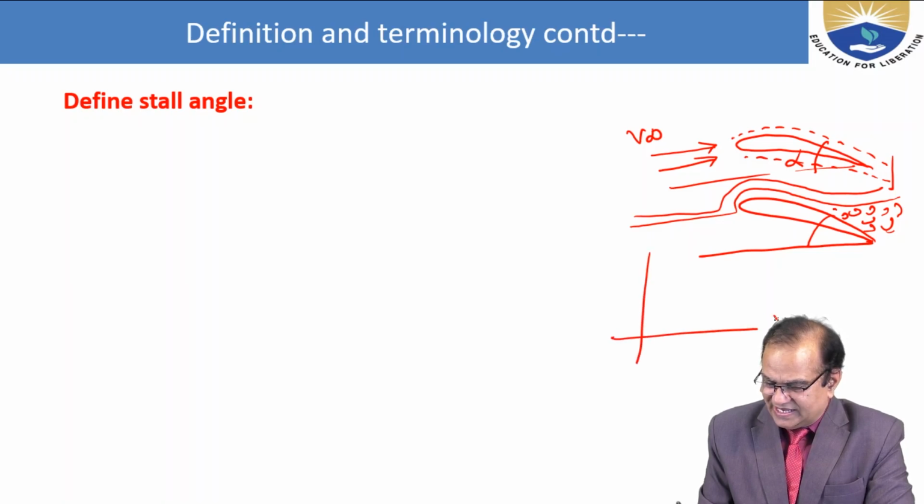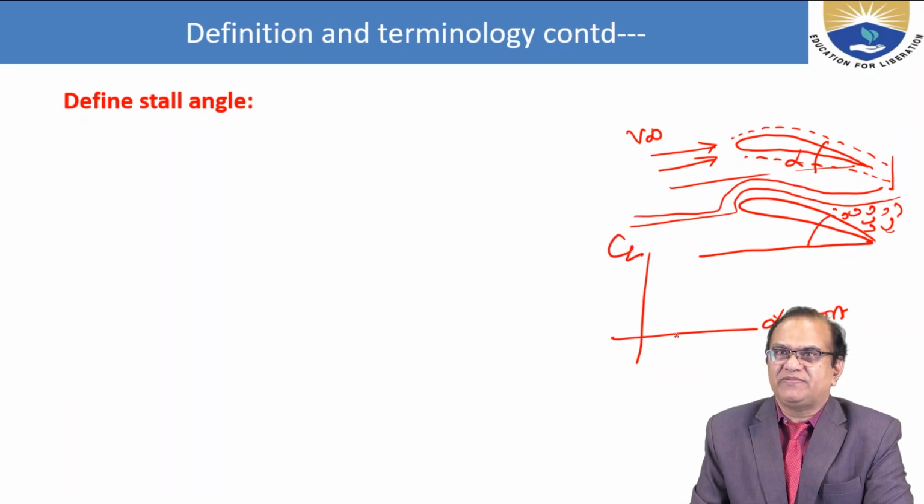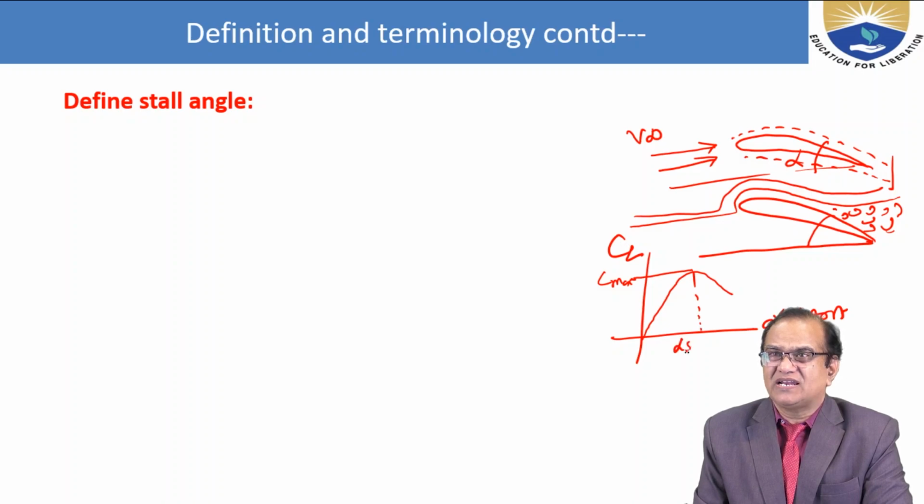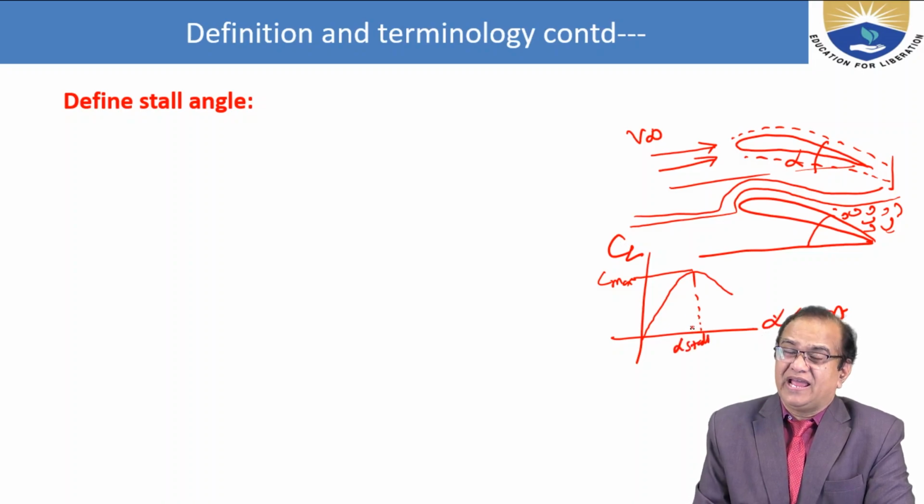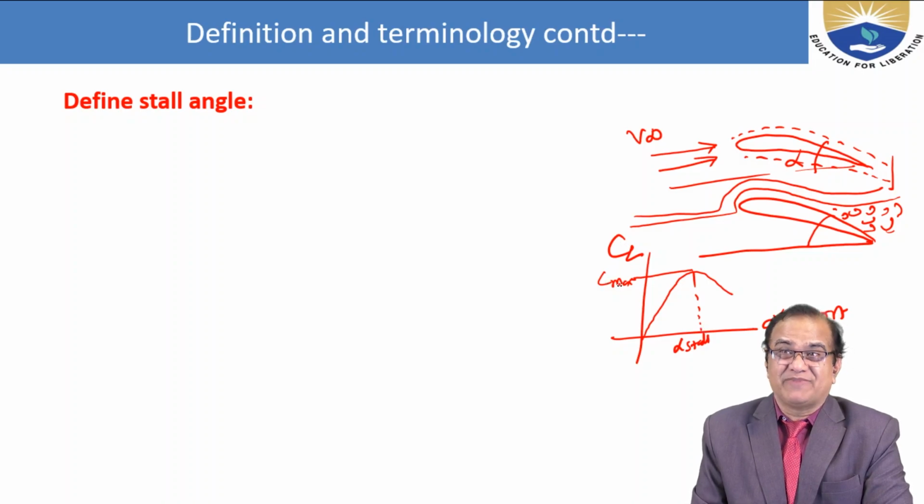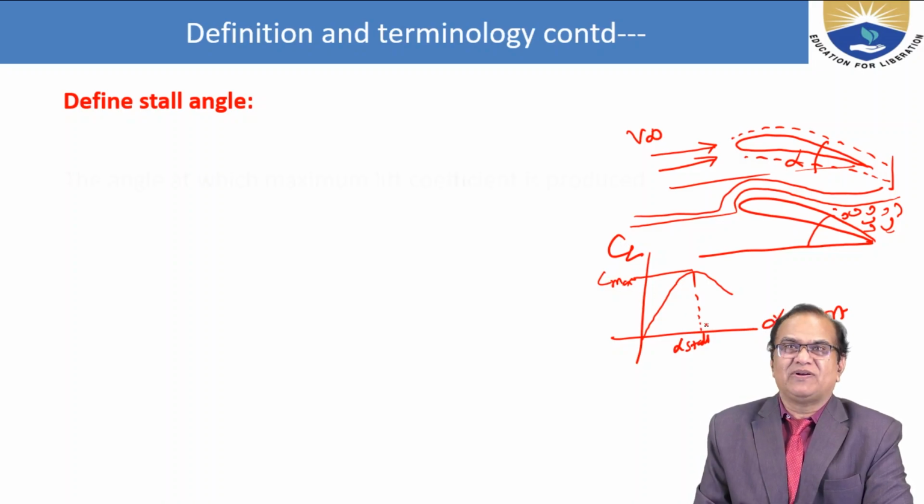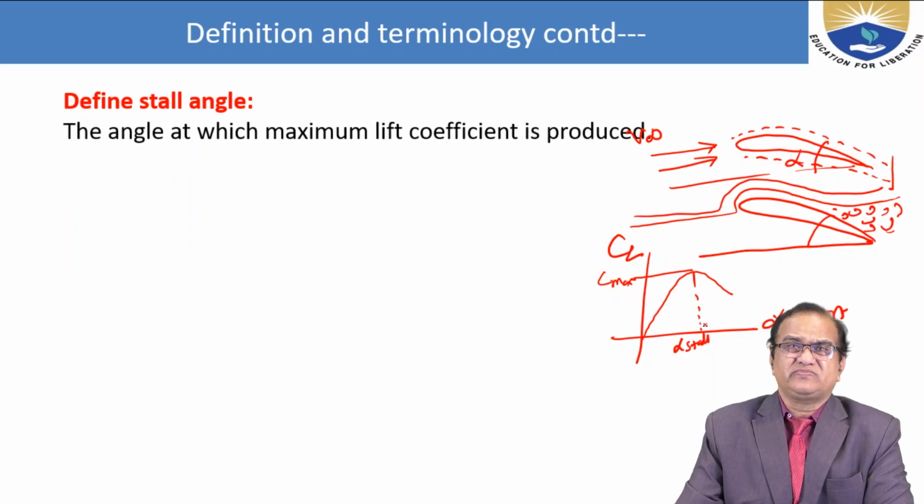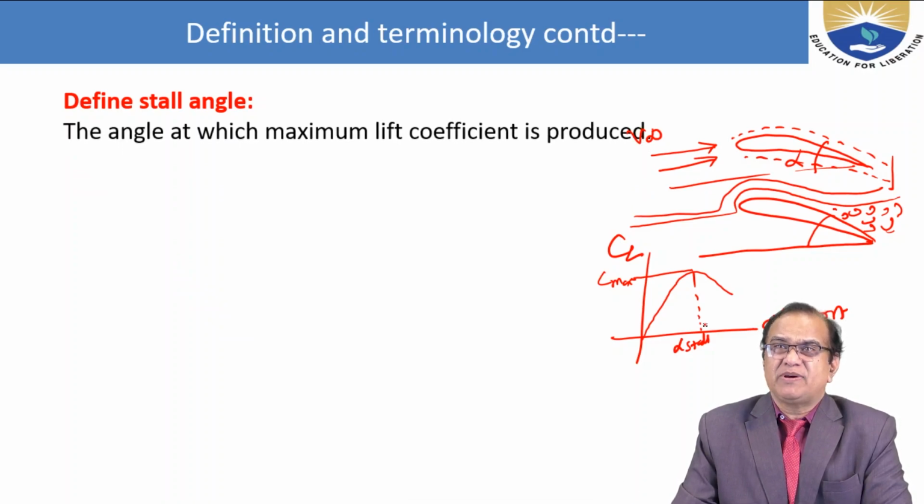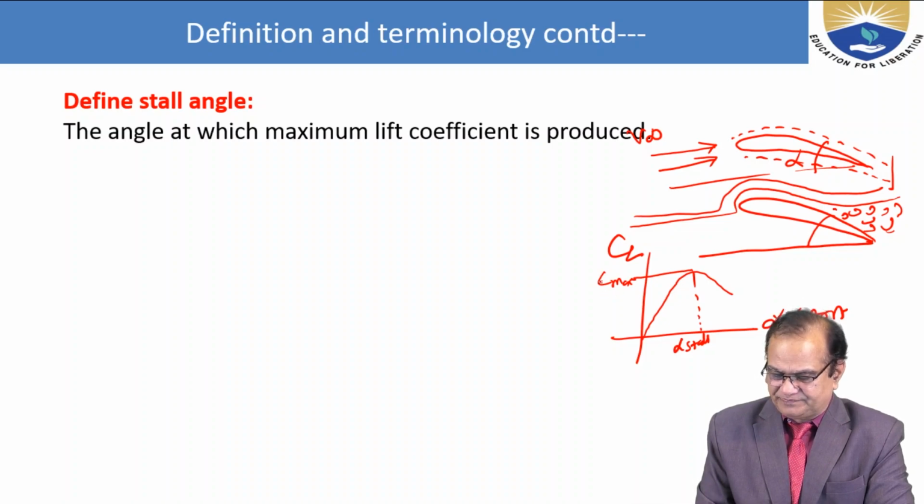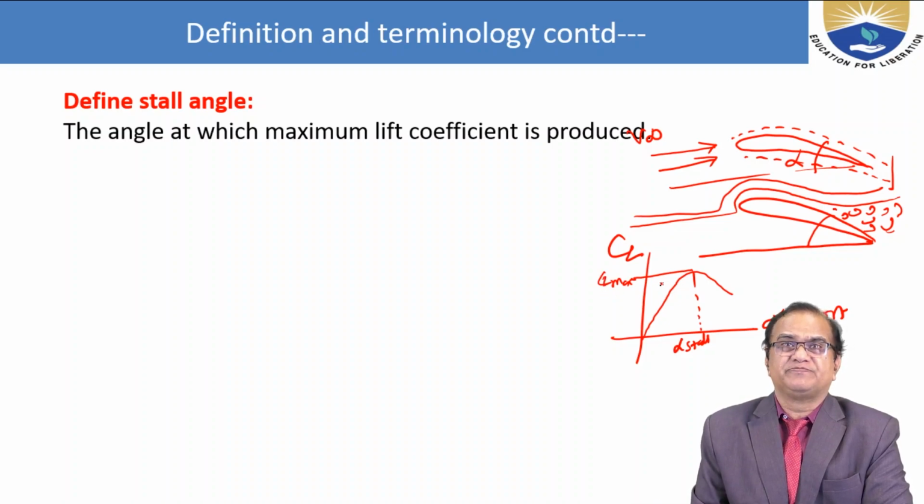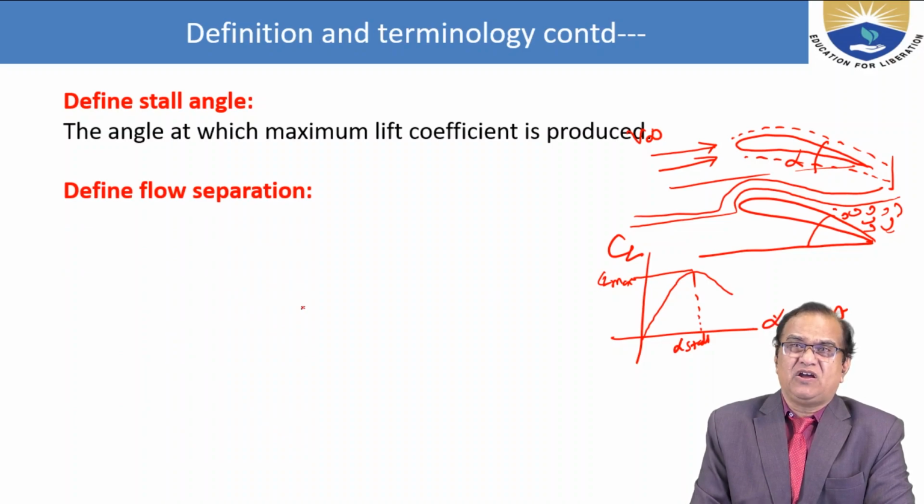If I draw here alpha, this is the angle of attack and this is the coefficient of lift. For the symmetrical wing it will be like this, and this is called CL max. And this is called the stall angle, alpha stall. So the angle at which the coefficient of lift is maximum is called the stall angle. So here we are discussing the angle at which the maximum lift coefficient, that is CL max, is produced. Another is to define the flow separation.